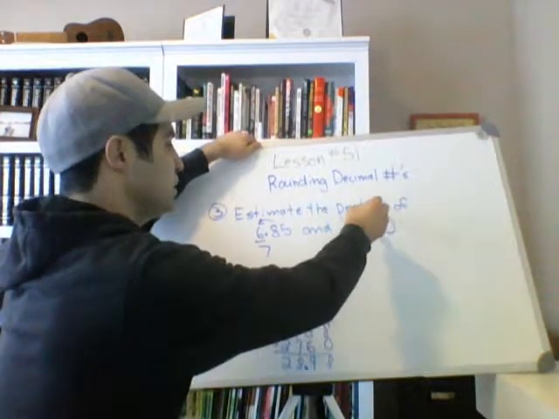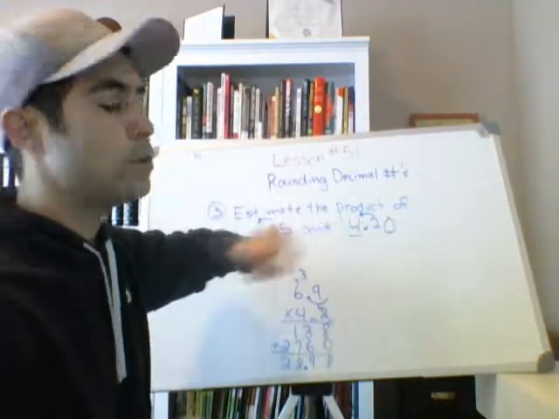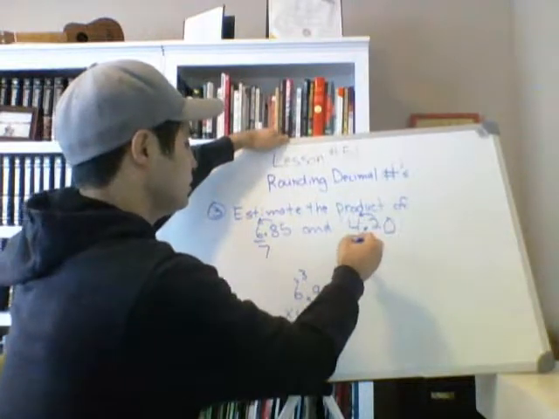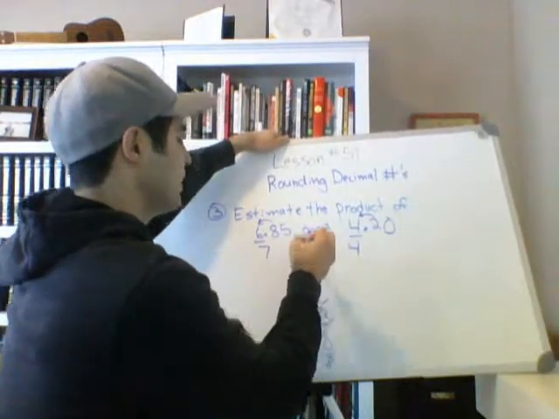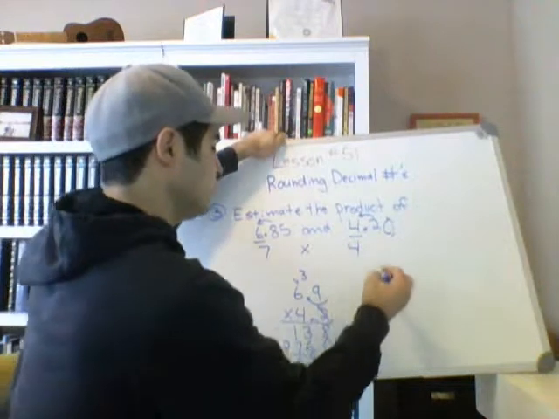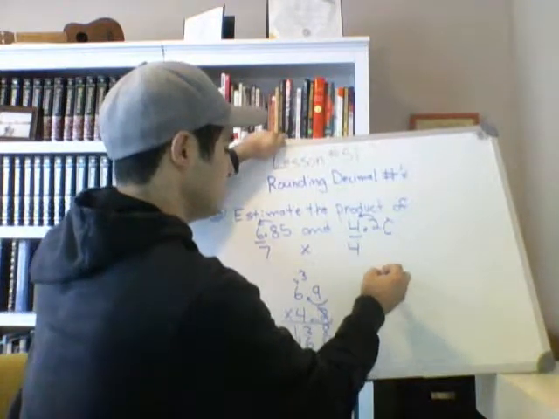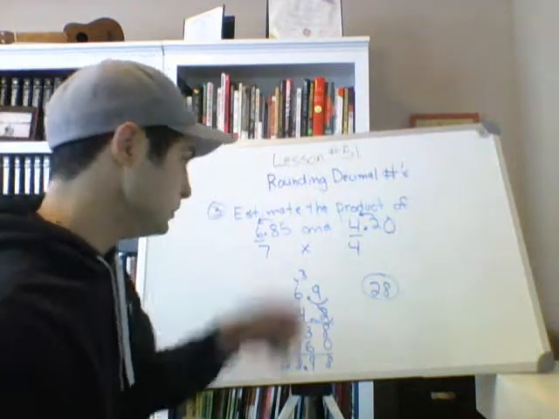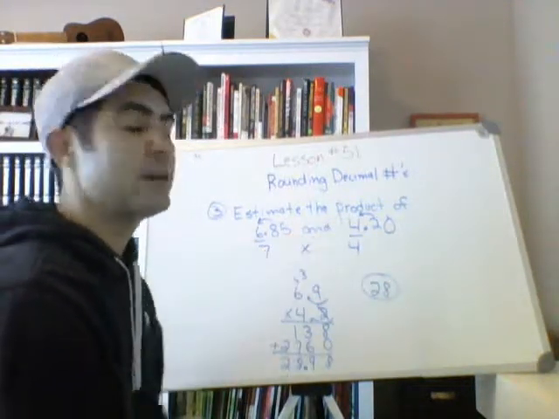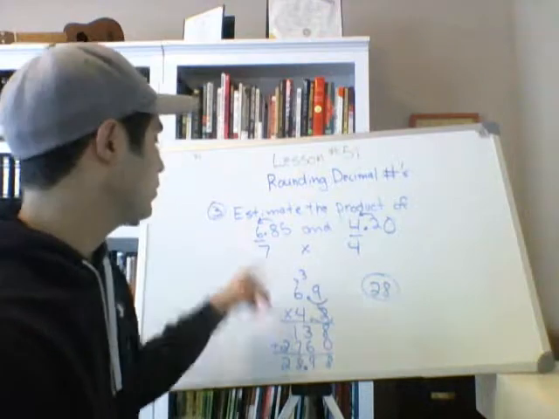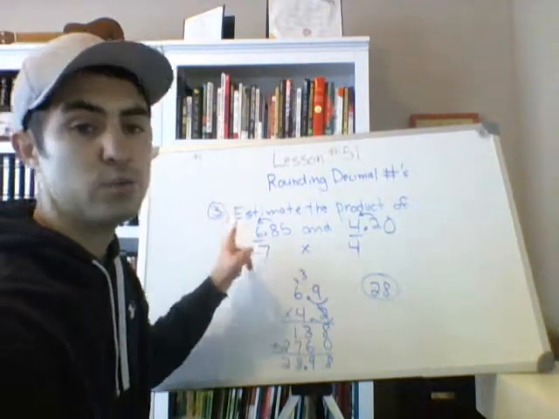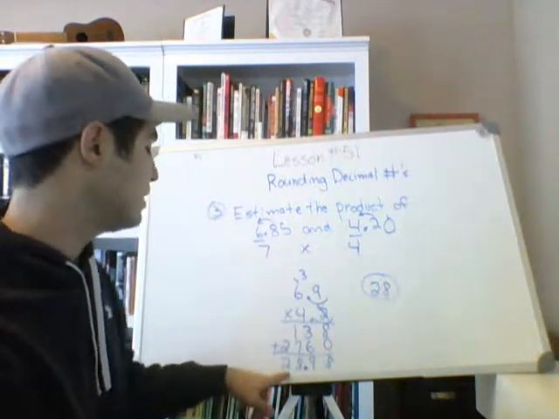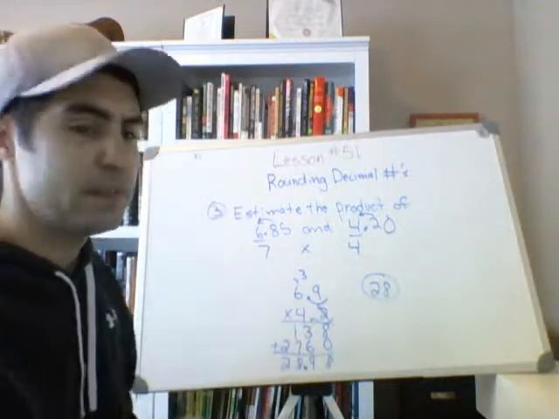And the 2 would tell the 4 to stay in the same spot. So this would round to 4. So you're multiplying 7 times 4, which would be 28. So that would be the answer to the product of these two if we rounded to the nearest whole number, which would be the nearest ones place. Alright, and this would be the answer if you rounded to the nearest tenths place.